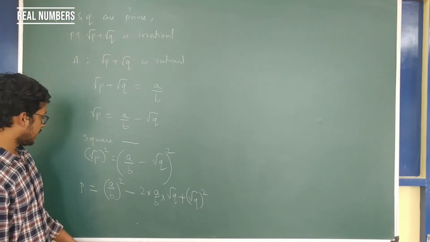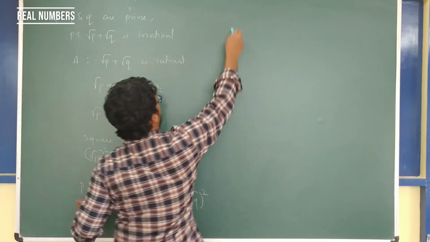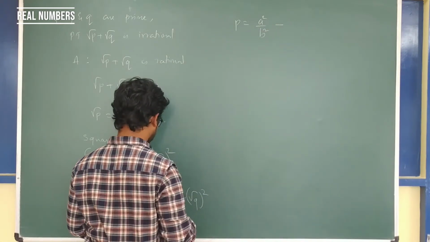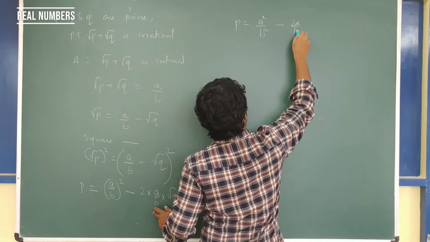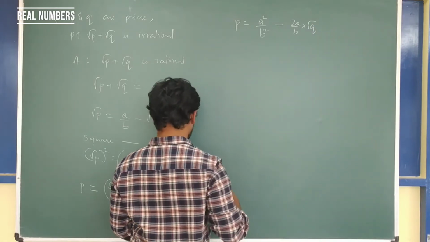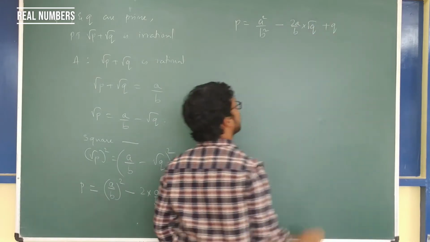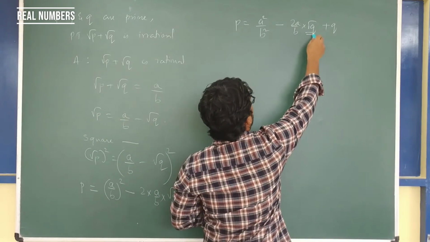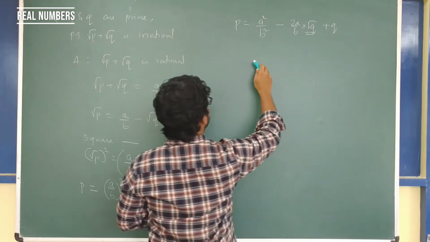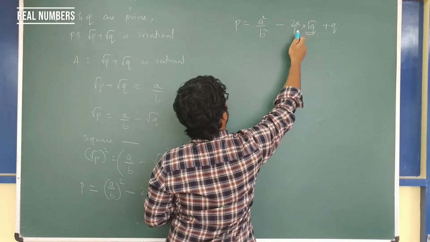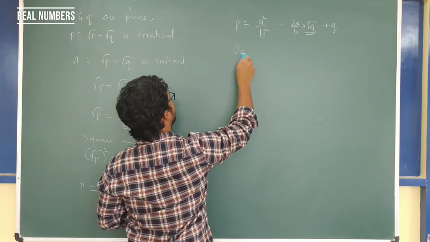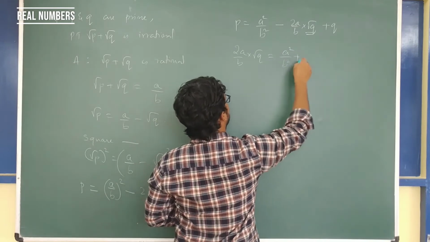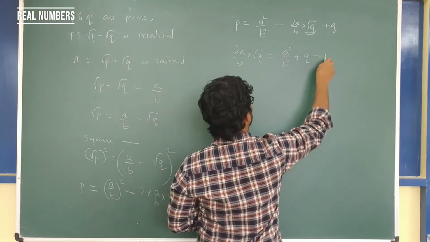Okay, let's simplify this first. So p is equal to (a by b) whole square, which is a square by b square, minus 2a by b into square root of q, plus (square root of q) whole square, which is q. Now let's write for square root q. Bring all these terms this side and this term that side. Minus 2a by b into root q, when brought this side, becomes plus 2a by b into root q, equal to a square by b square plus q. This p, when brought this side, becomes minus p.